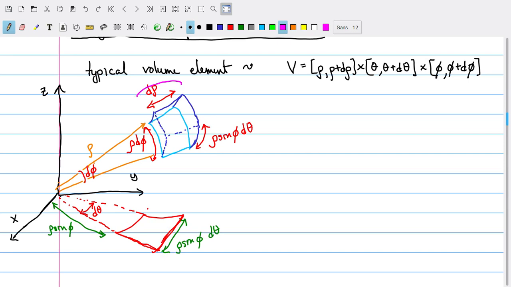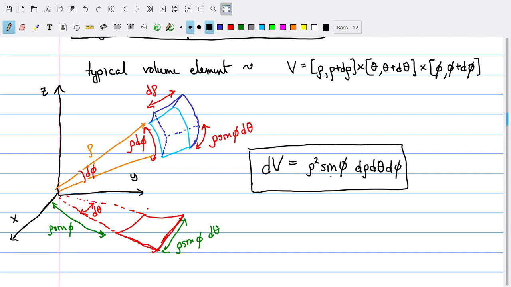The length of this side is simply d rho because I'm moving from distance rho to rho plus d rho. And finally, using the fact that this is an arc length as well, given by changing the angle from phi to phi plus d phi, the length of this side is going to be rho d phi. So the total volume element is given by dV equals rho squared sine of phi d rho d theta d phi. And this actually tells us how to integrate.